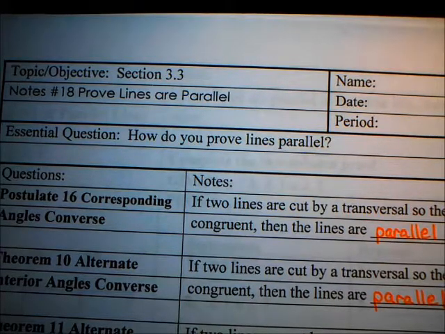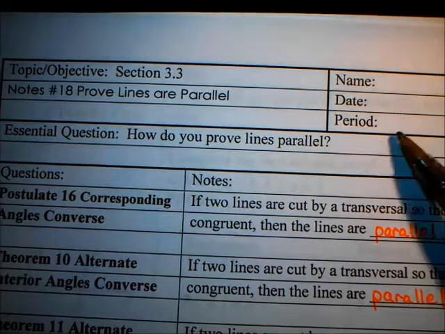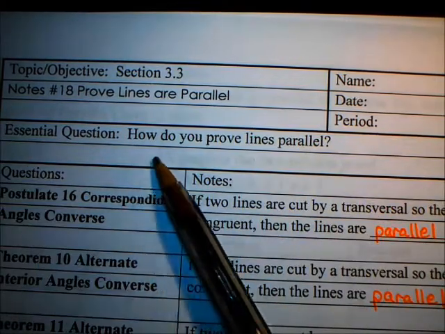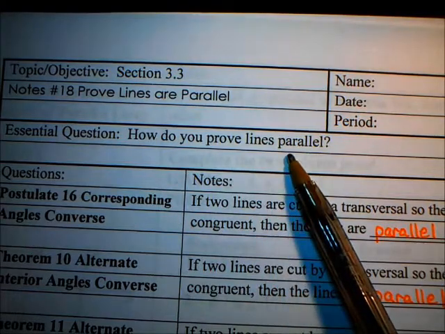Okay, in geometry notes, number 18 is proving lines are parallel. Make sure to put your name, date, and class period, please. And then your essential question is, how do you prove lines parallel?